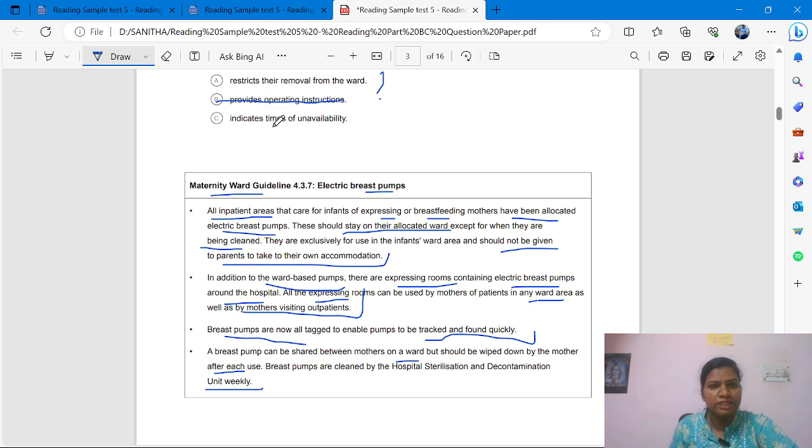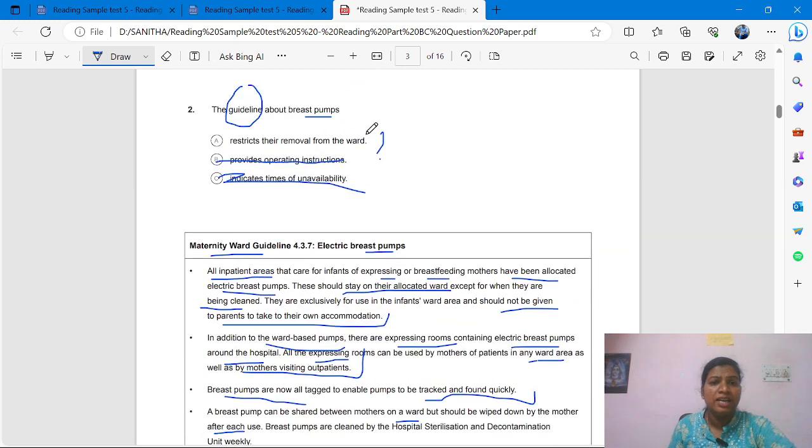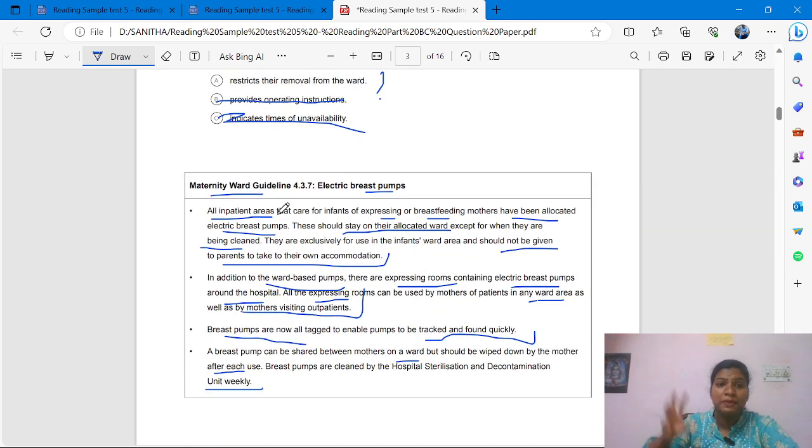Eliminate this option. Indicates time unavailability: is it saying anything about time unavailability? Is it anywhere saying so? Eliminate this option also. Use the elimination technique. Restricts their removal from the ward, because it is allocated in a specialized area. There they can remove the milk, but it restricts their removal from the ward. This is the correct answer.